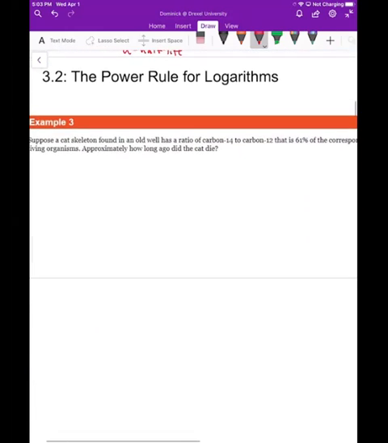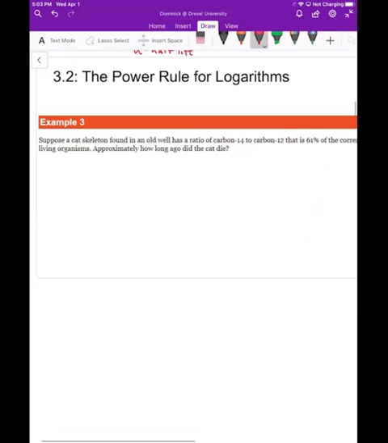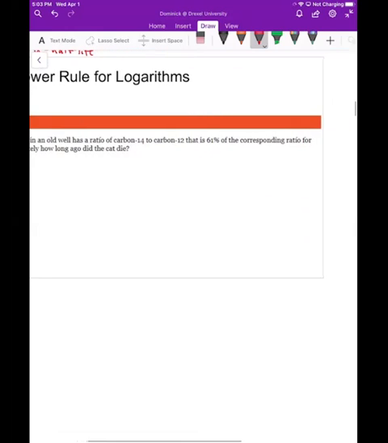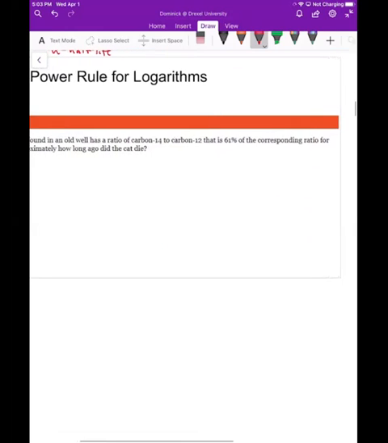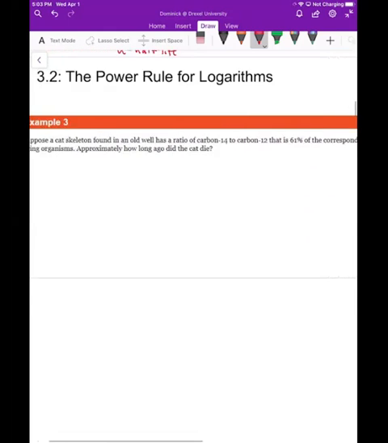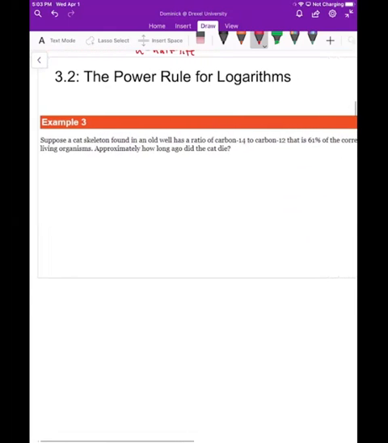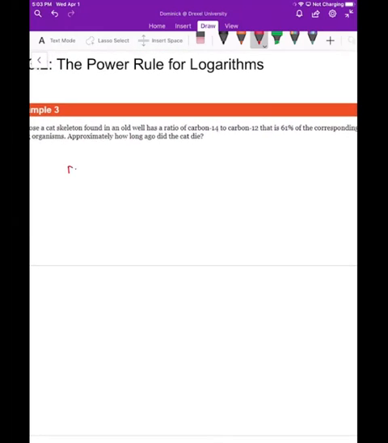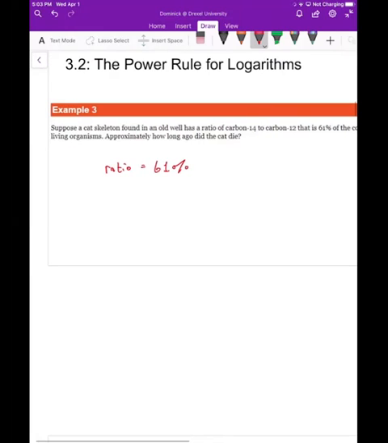So let's look at maybe not the most cheerful problem, but we'll look at a problem nonetheless. Suppose that a cat skeleton found in an old well has a ratio of carbon-14 to carbon-12 that is 61% of the corresponding ratio for living organisms. We want to know approximately how long ago did the cat die. So we're told that the ratio is 61%.